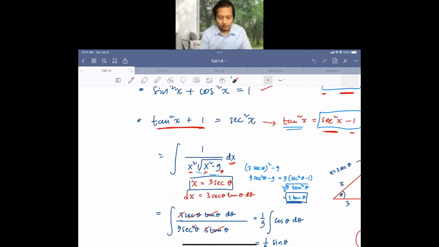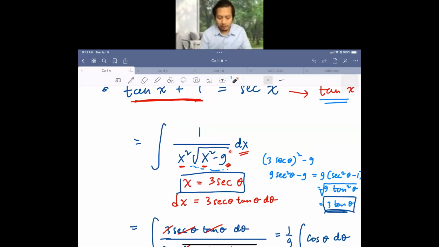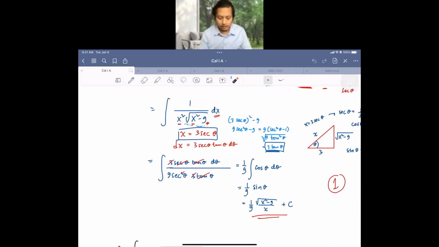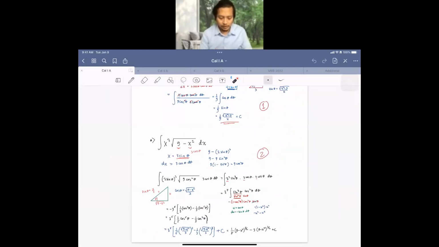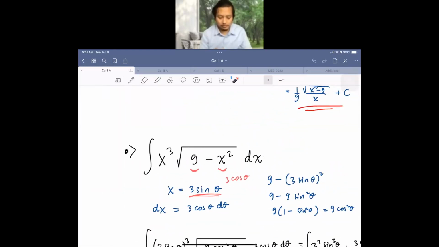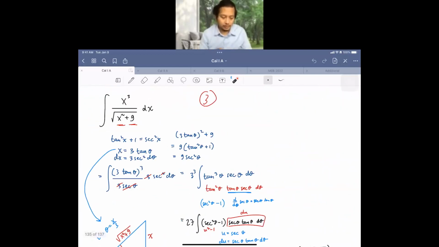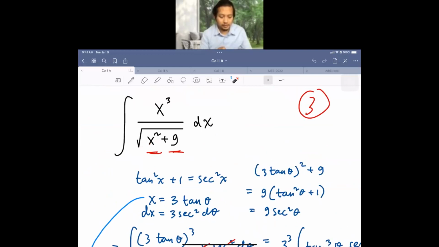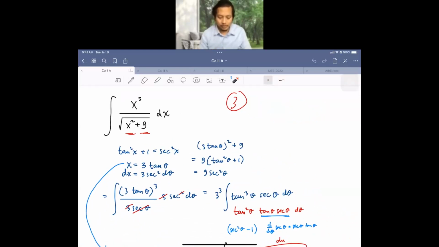For example, you have variable squared minus 9. You can substitute this x with the secant, and then you can add some constant appropriately according to the constant in the equation. You can also change, for example, the constant minus variable to sine or cosine. And the last part is variable plus constant. You can change this x with tangent, and you are basically creating this secant squared.